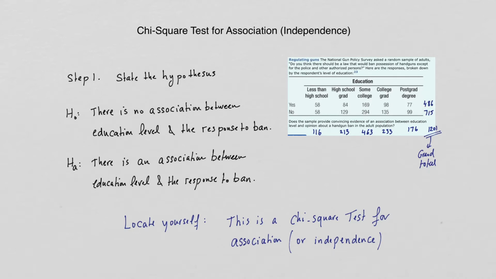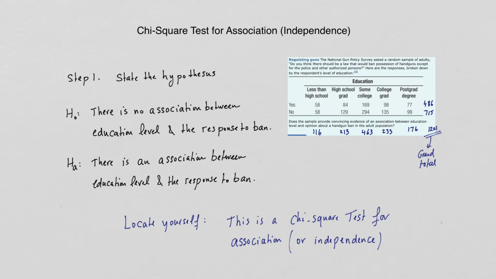Okay, so let's begin. Step 1 is to state the hypothesis. And the hypothesis is always of 2 types: either a null hypothesis or the alternative hypothesis. In our case, the null hypothesis, which is the neutral statement, would mean that there is no association between the educational level and the response to the handgun ban. And for the alternative hypothesis, we would say that there is an association.